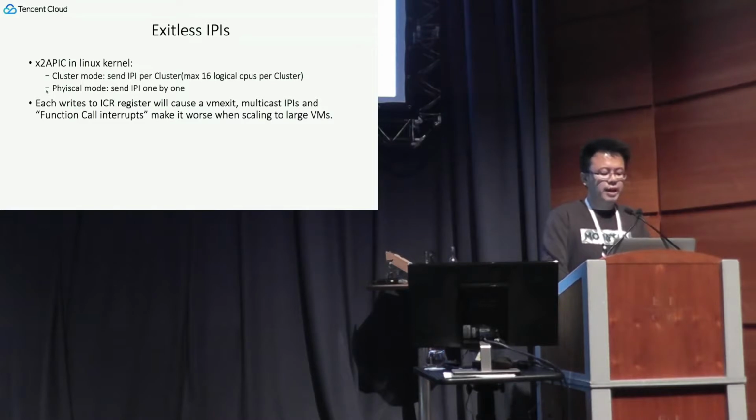The OS will write the ICR register to send IPIs. There are two modes to determine the IPI destination. One is cluster mode. The OS just needs to write the ICR register once, then the CPU hardware will help to broadcast the IPIs to a subset of processors on the system bus. The subset of processors is the cluster here. It is max 16 logical CPUs per cluster. The other mode is physical mode, which means the OS needs to write the ICR register one by one.